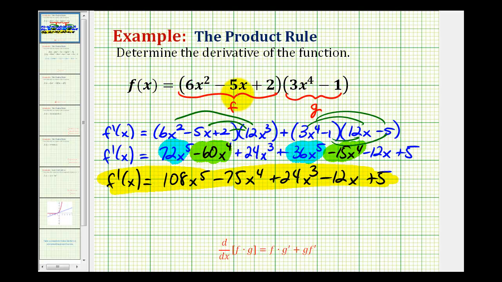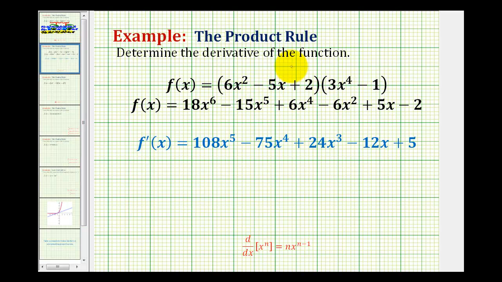Now if you're wondering at the very beginning if we could have multiplied this out and then found the derivative using the power rule, the answer is yes, we can, but as these functions get more complicated, applying the product rule will be the preferred method. But I will show multiplying this out on the next slide.